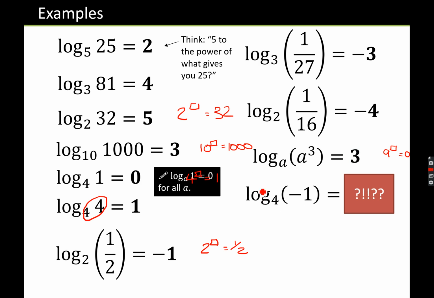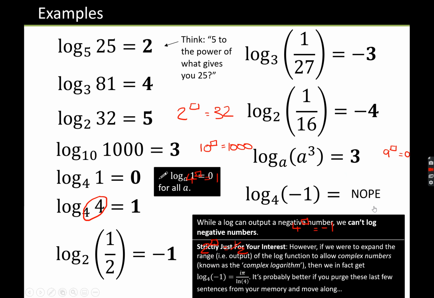Finally, log base 4 of minus 1, which cannot be done. Okay, we cannot log negative numbers. We can get an output that's negative, as we can see with this one here. Okay, but what we cannot do is log an actual negative number. Really important. We can't log a negative, but you can get an answer that is a negative from it.